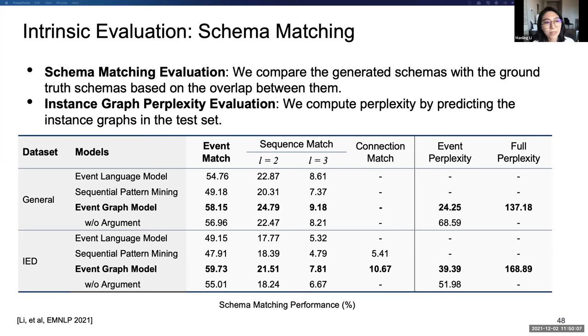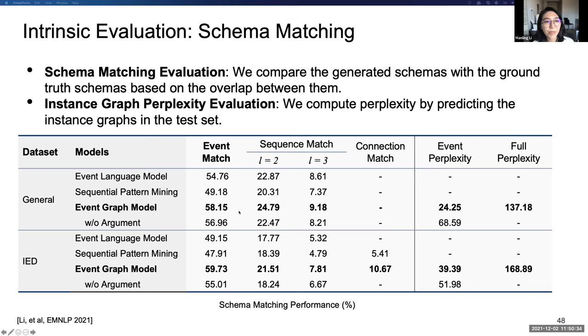Because some events in the instance graph may not be explicitly mentioned, for example, some instance graphs will not have the background event introduction. But for the ground truth human schema, we include everything from human knowledge. So I think there's a gap between these two kinds of data sets.